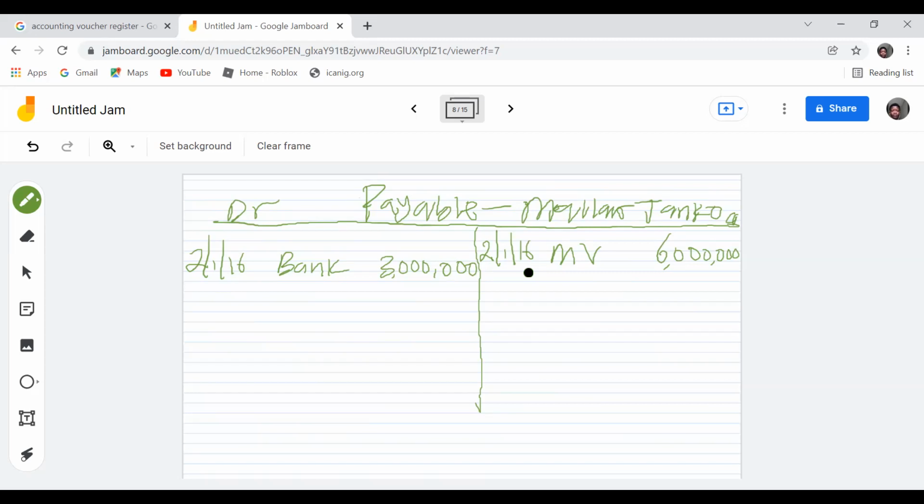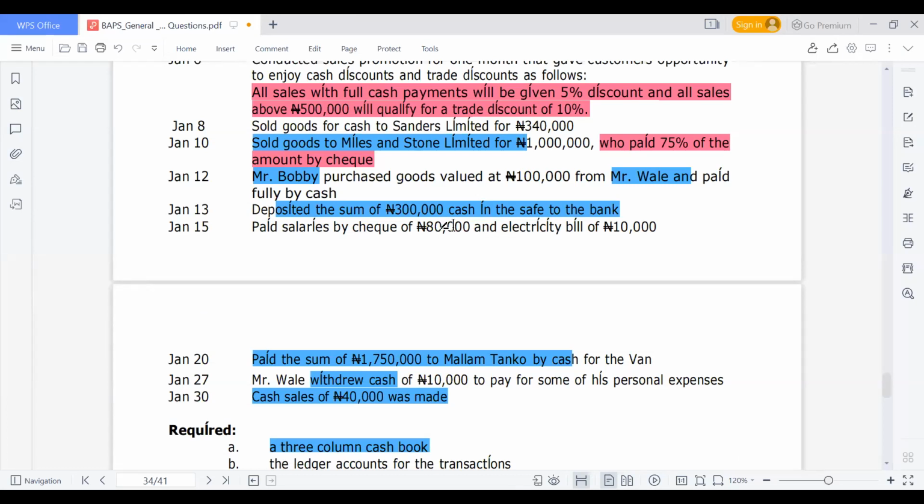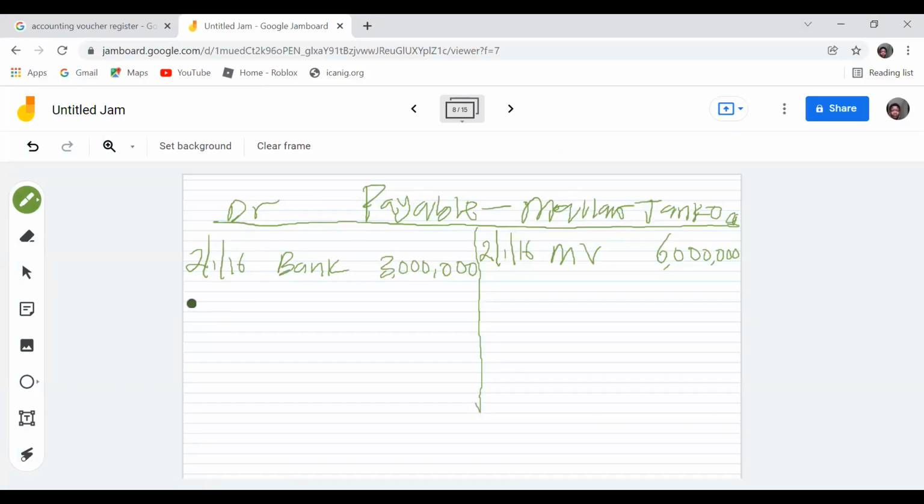In Malam Tanko account we have a 6 million motor vehicle. We paid out of the 6 million as well. On the 20th, paid 1.75 million by bank as well. And you know, if your liability is reducing, you debit. If your liability account is reducing, debit. If an asset account is reducing, you credit. So our liability is reducing now with Malam Tanko. And this is the end of it.